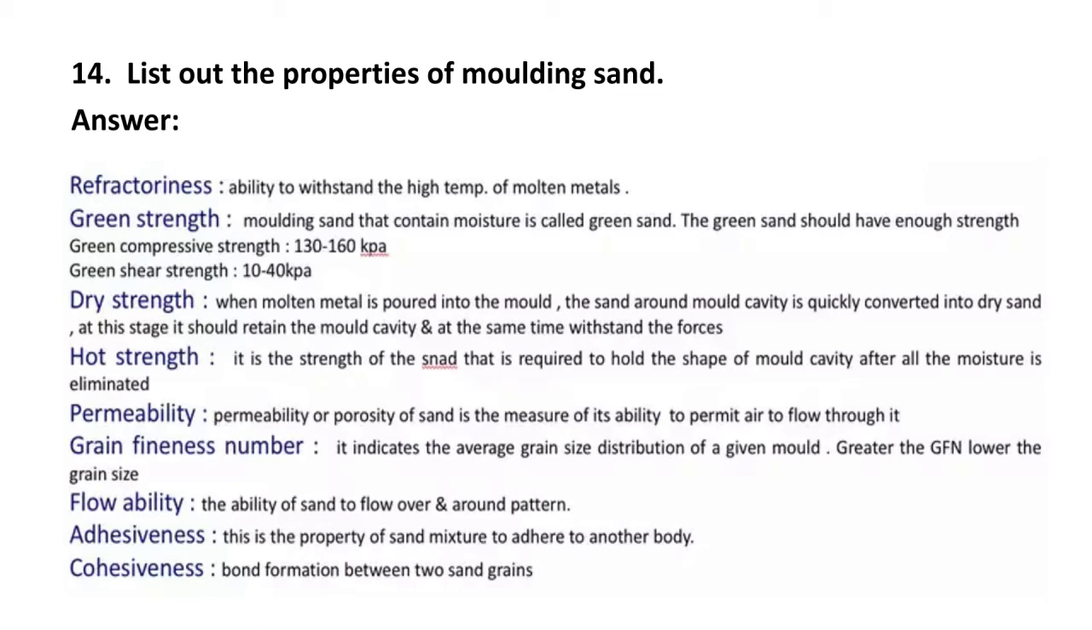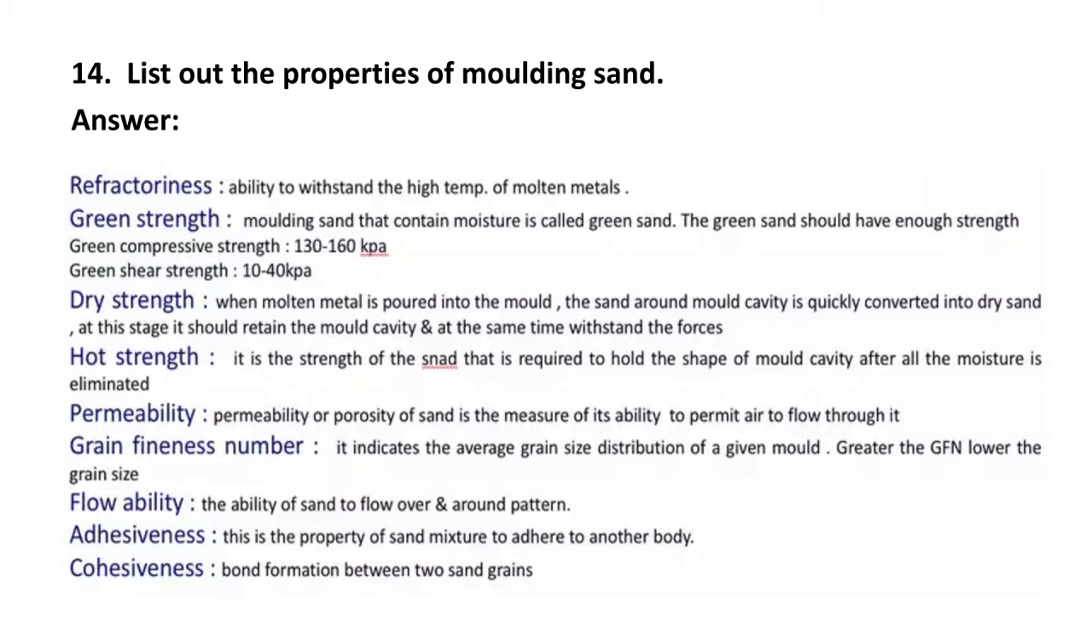Then green strength, moulding sand that contains moisture is called as green sand. The green sand should have enough strength. Green sand compressive strength is around 130 to 160 kilopascal. Green shear strength, that is 100 to 40 kilopascal. Then dry strength, when molten metal is poured into the mold, the sand around the mold cavity is quickly converted into dry sand. At this stage, it should retain the mold cavity and at the same time withstand the forces.